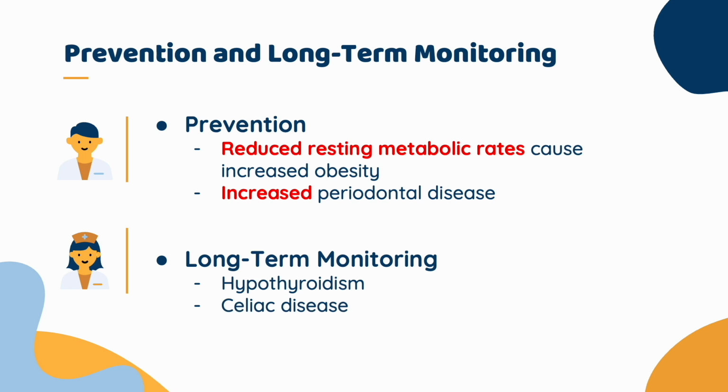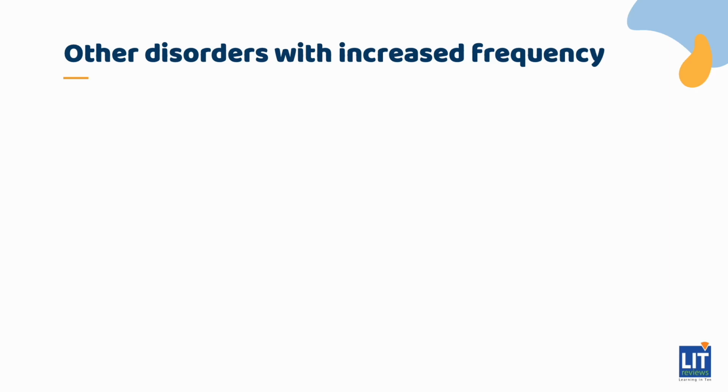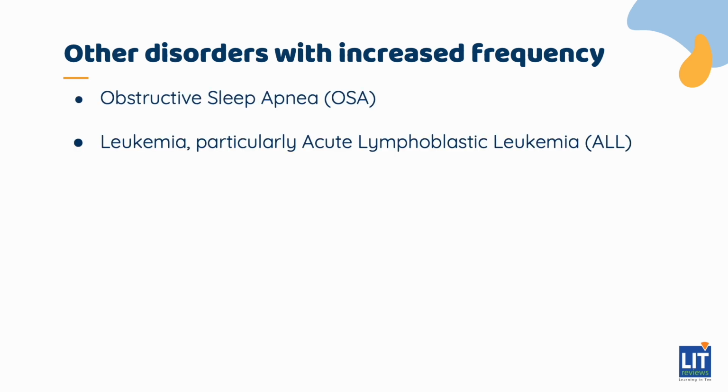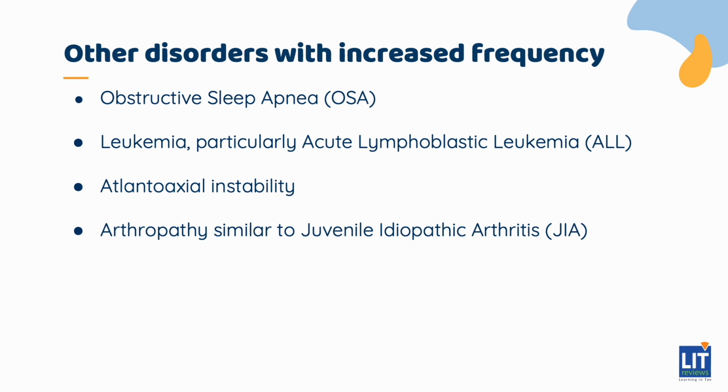Celiac disease has a prevalence about 4 to 7% in this population, while hypothyroidism occurs in at least 15% of these patients. Other health problems that occur with increased frequency among patients with Down syndrome include obstructive sleep apnea, leukemia, specifically ALL, atlantoaxial instability, arthropathy that presents in a manner similar to JIA, and seizures. These disorders occur more frequently in patients with Down syndrome than in the general population, but not so frequently as to warrant routine monitoring. There is controversy regarding the screening and management of cervical spine subluxation, but this will not be discussed in detail here.